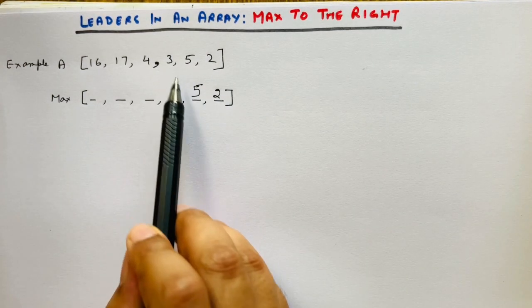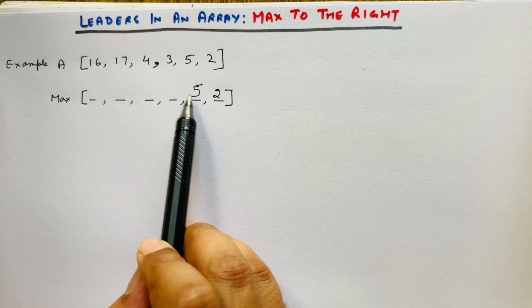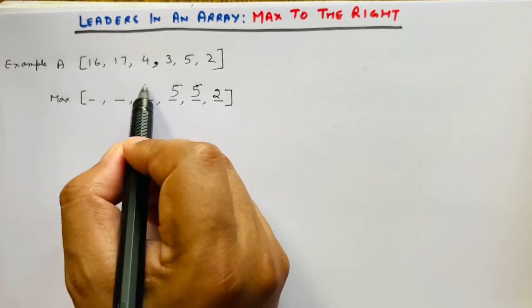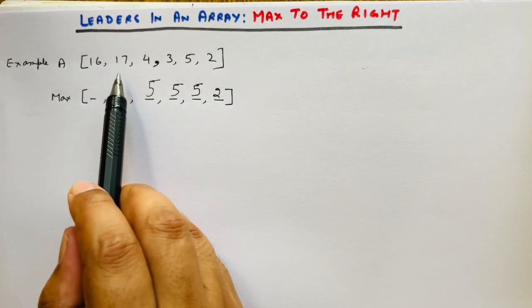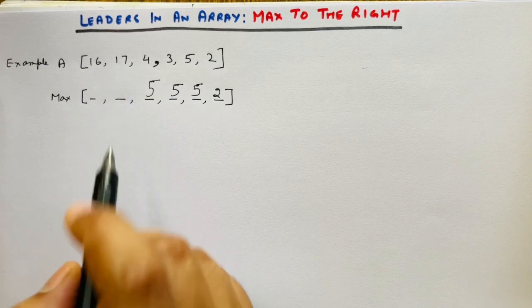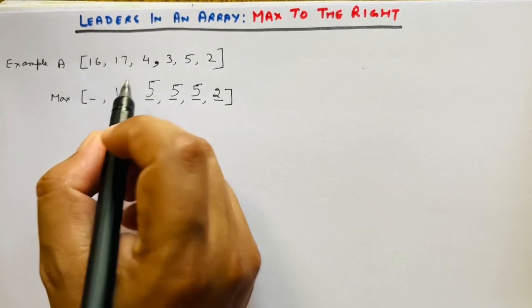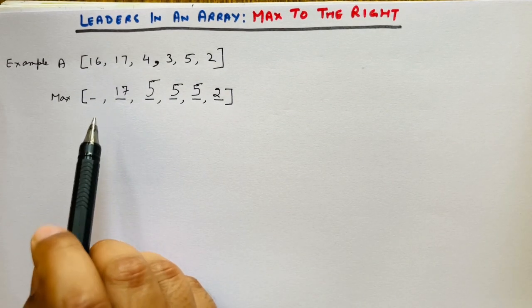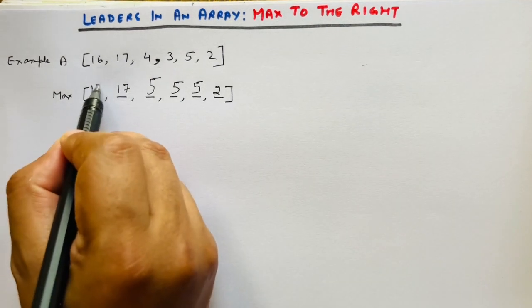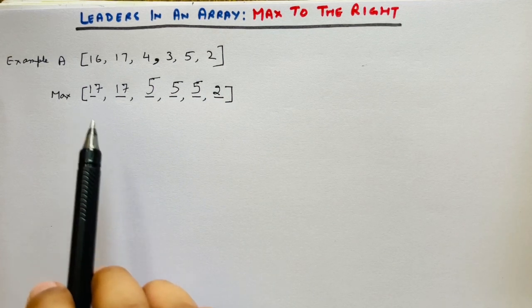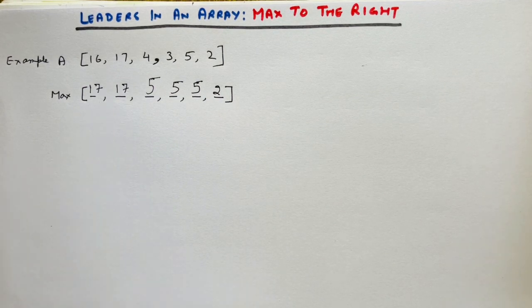For 3, the biggest element to the right is 5, and including itself, the biggest remains 5. Similarly for 4, it also remains 5. Now for 17, the maximum element to its right is 5, but if we include itself, the maximum element is 17. And similarly for 16, the maximum element to its right is 17, and including itself, this also remains 17. And we can see that here we find the leaders 17, 5 and 2.